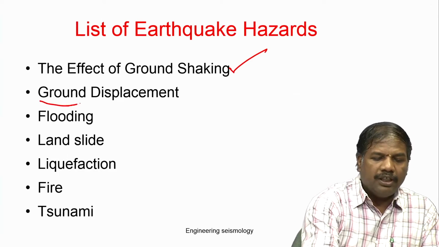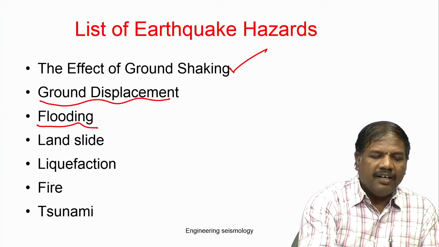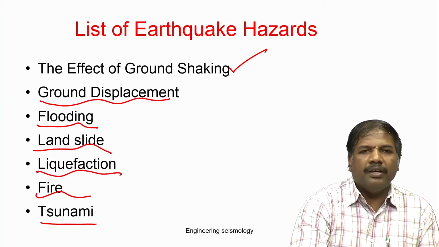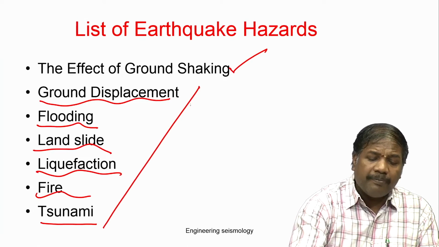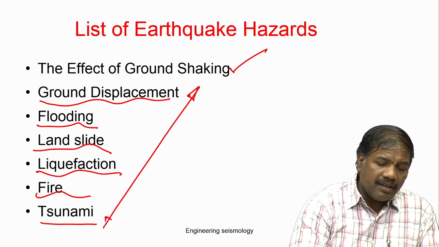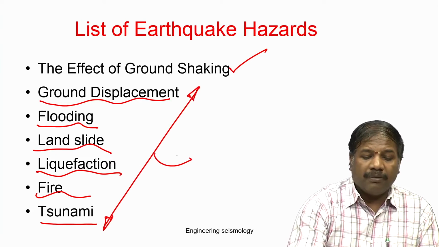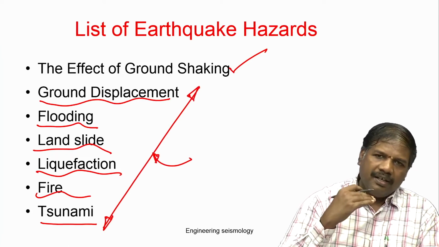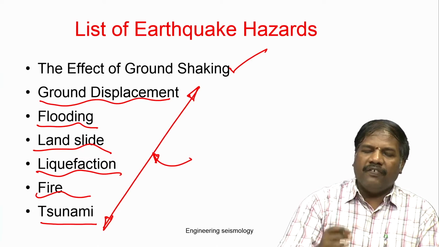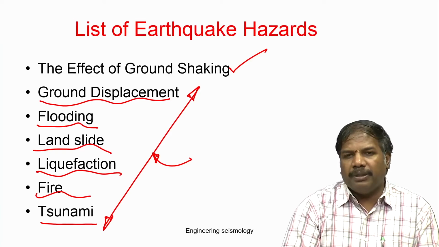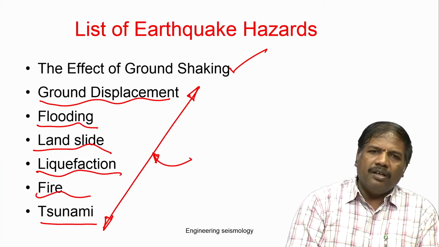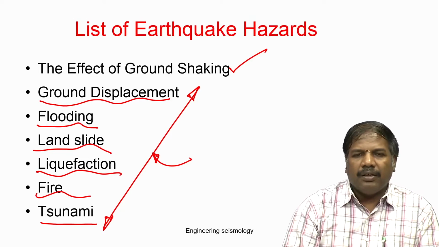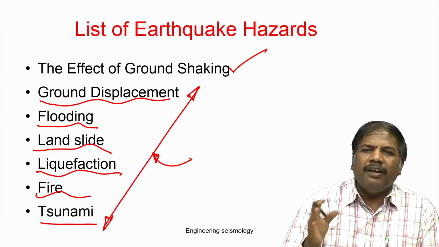So, the ground displacement, flooding, landslide, liquefaction, fire and tsunami. These are all the different types of hazard one can expect from an earthquake, depending upon the site condition, infrastructure facilities and other things. All of them may not be possible at one place, but most of them are possible at a few places. So these hazards will be very specific.